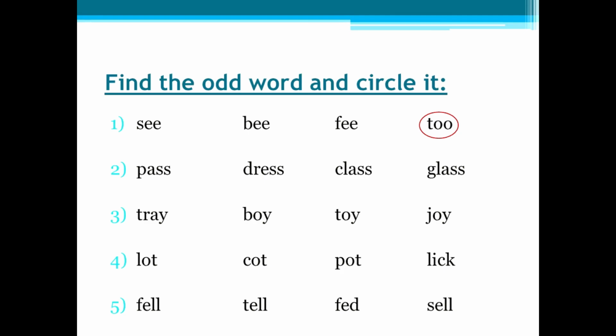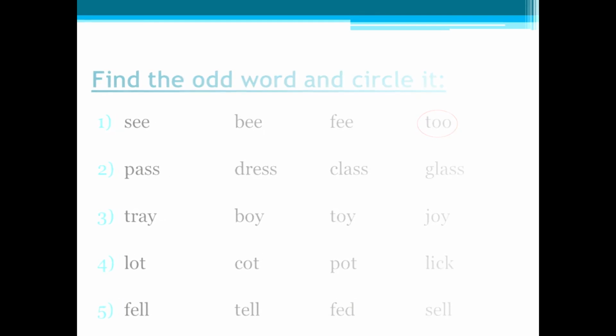Okay. So the first one was you have to think about a color which rhymes with the given word, and the second one is you have to find the odd word out. Okay, so that is all for today.